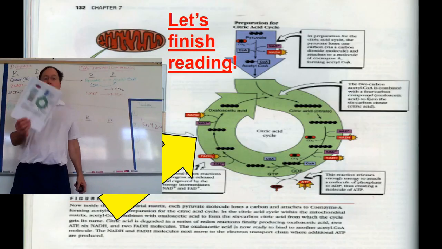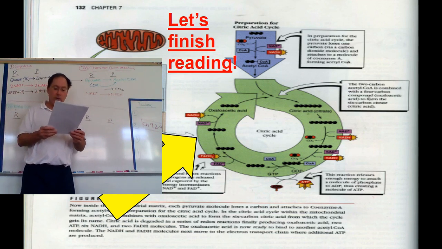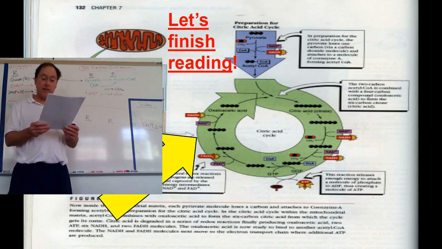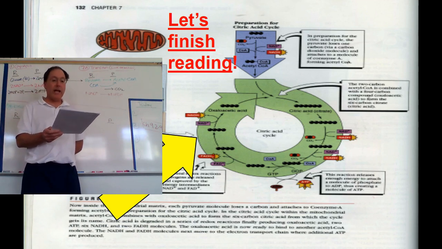Let's finish reading here down at the bottom of this page. I'm midway through the paragraph on figure 7-4. It says, in the citric acid cycle within the mitochondrial matrix, acetyl-CoA combines with the oxaloacetic acid to form the 6-carbon citric acid from which the cycle gets its name. Citric acid is degraded in a series of redox reactions, finally producing oxaloacetic acid, 2 ATP, 6 NADH, and 2 FADH molecules. The oxaloacetic acid is now ready to bind to another acetyl-CoA molecule. The NADH and FADH molecules next move to the electron transport chain where additional ATP are produced.